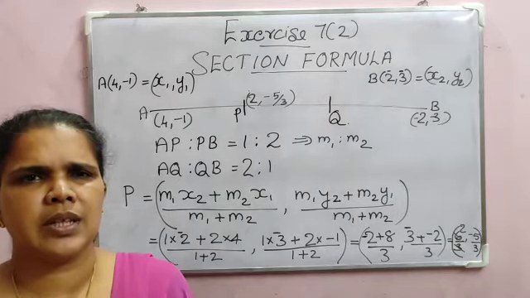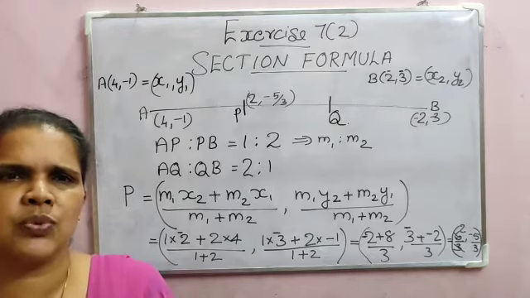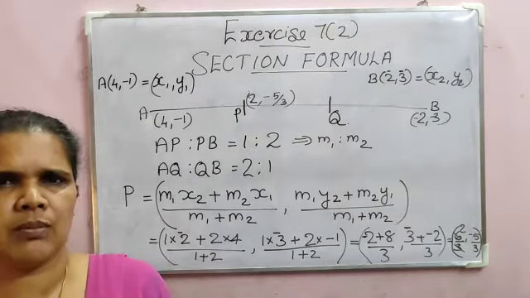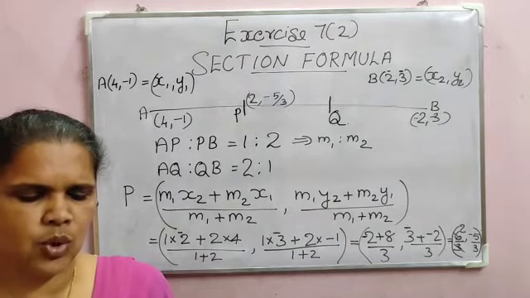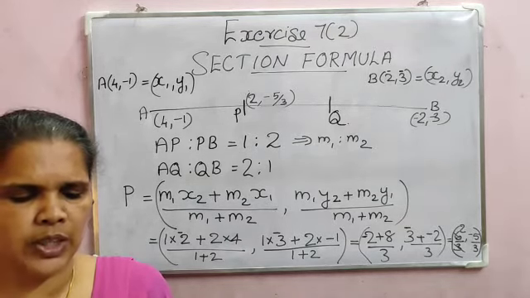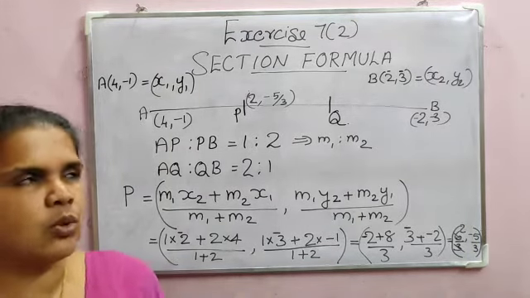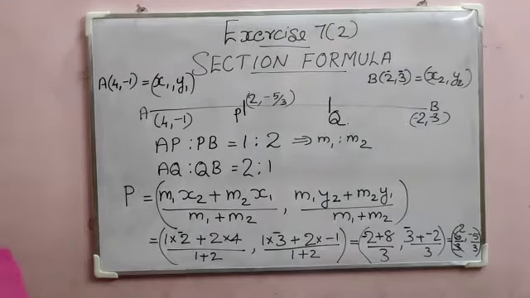Now we discuss exercise 7.2, question number 2. It's very important for your board exam. Find the coordinates of the points of trisection of the line segment joining (4, -1) and (-2, -3).